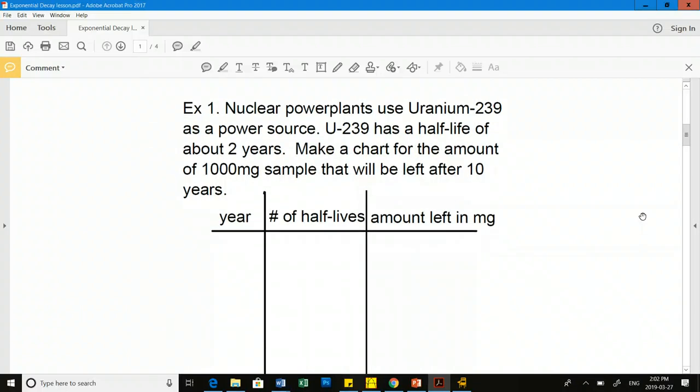All right, so we're going to take a look at some examples today that deal with decay. We are still going to use the formula that I introduced to you yesterday, but instead of B being something like 2 or 3, B will be something between 0 and 1 if it's decay.